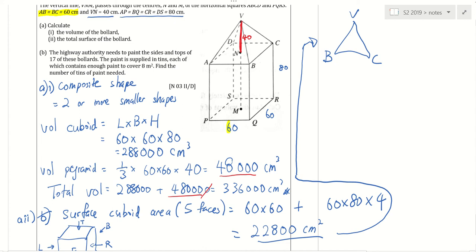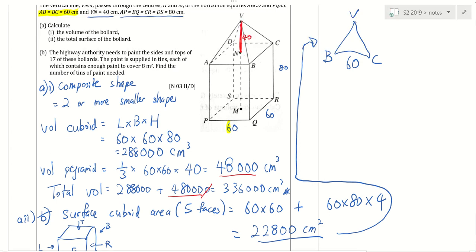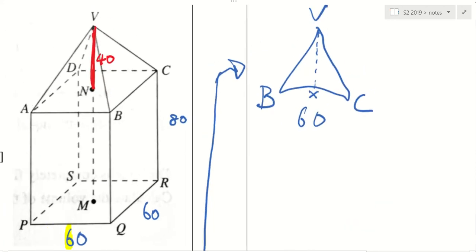BC. BC is what? 60, right? So I already have the base. Do I have the height? No, I need to find the height. So maybe let me name the height. I draw a line down. Maybe let's call this X. Okay, so now I want to find the height VX.